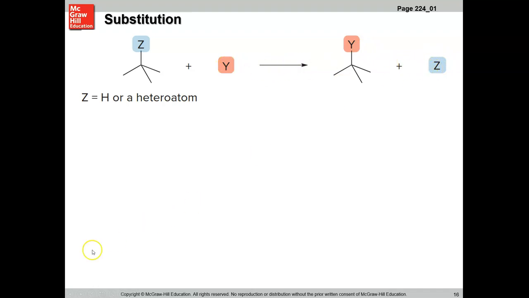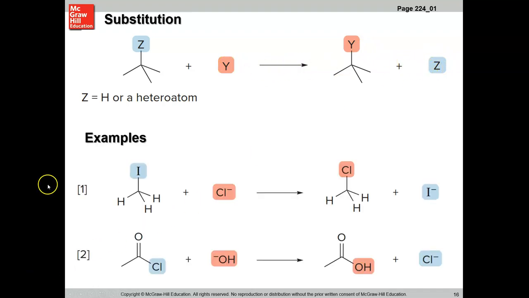So it's trading places. Here are some specific examples where we have iodine trading places with a chloride ion. And then we have a chlorine molecule that's attached, and then an iodide ion that's left behind. Here we have a hydroxide and a chlorine, and we're going to replace those out. So this is a substitution chemical reaction.